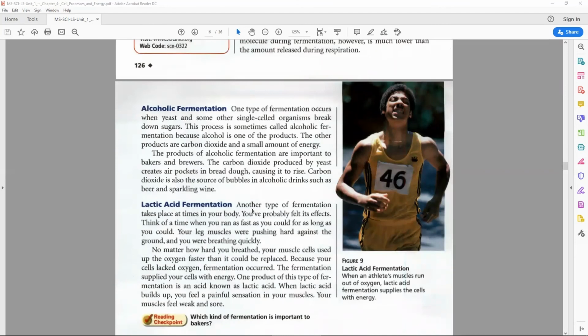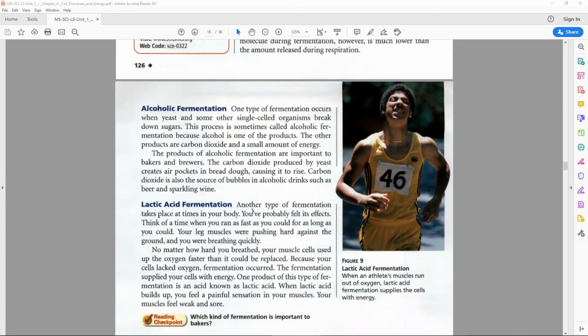Lactic acid fermentation. Another type of fermentation takes place at times in your body. You probably felt its effects. Think of a time when you ran as fast as you could for as long as you could. Your leg muscles were pushing hard against the ground. You were breathing quickly. No matter how hard you breathe, your muscle cells use up the oxygen faster than it could be replaced. Because cells lack oxygen, fermentation occurred.